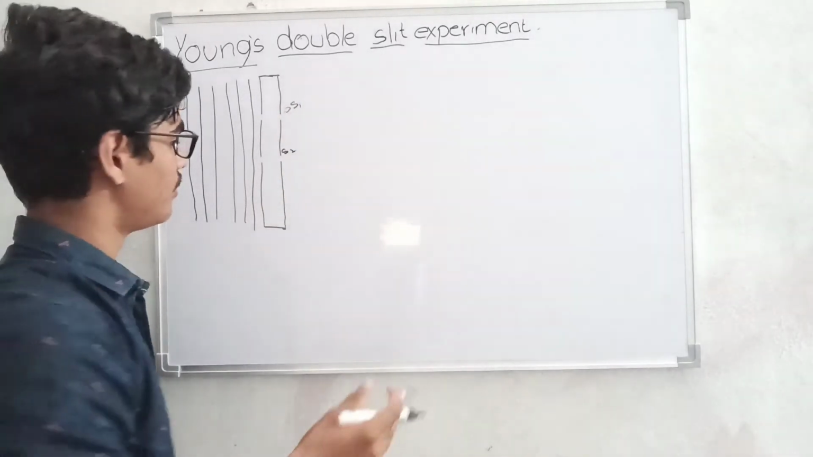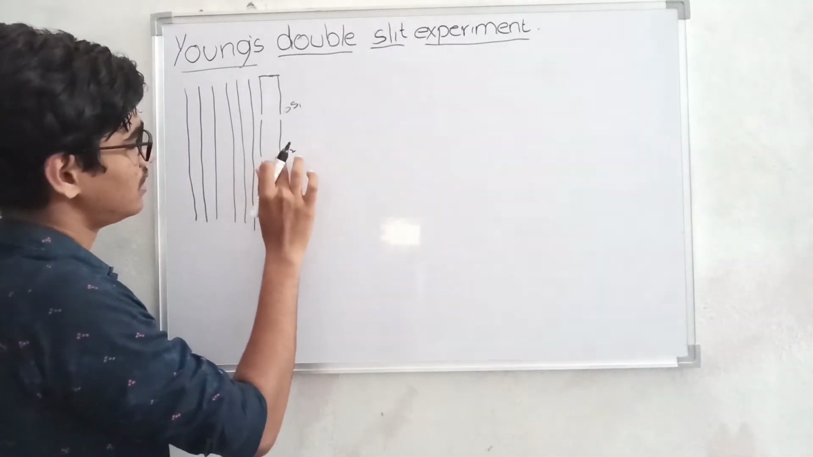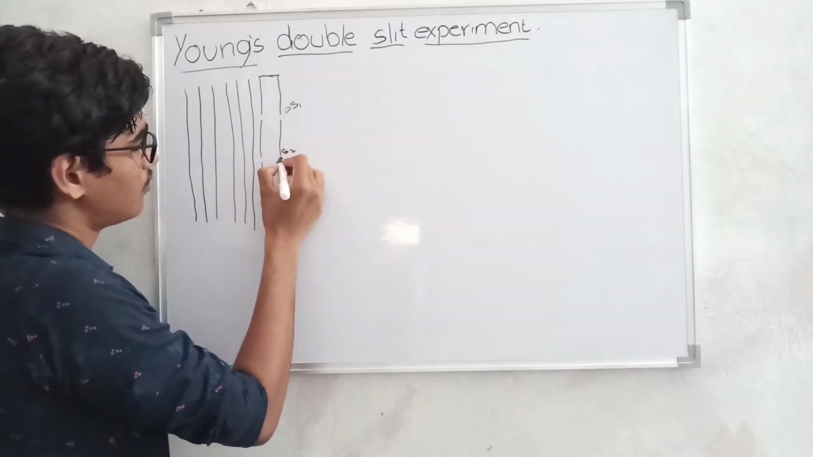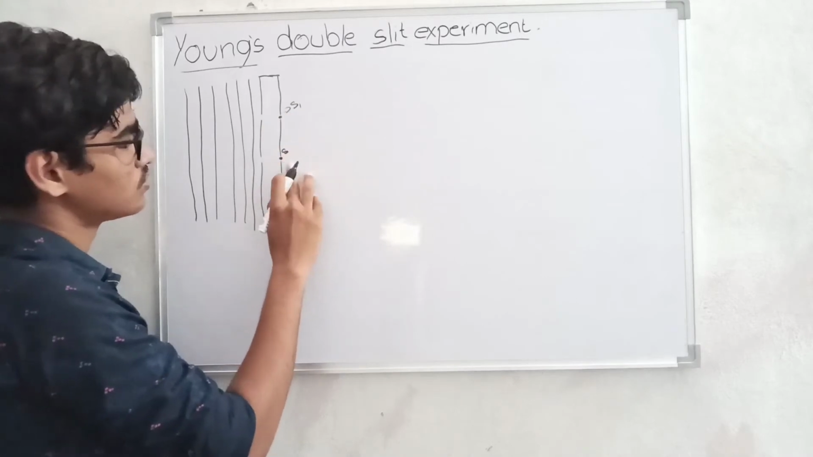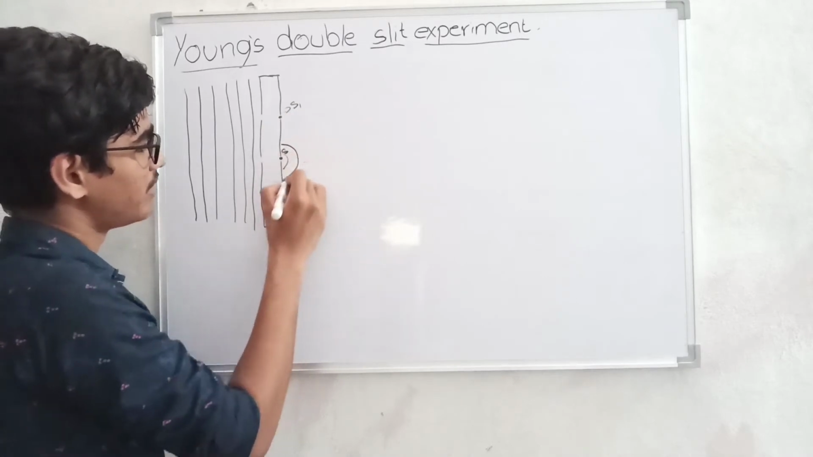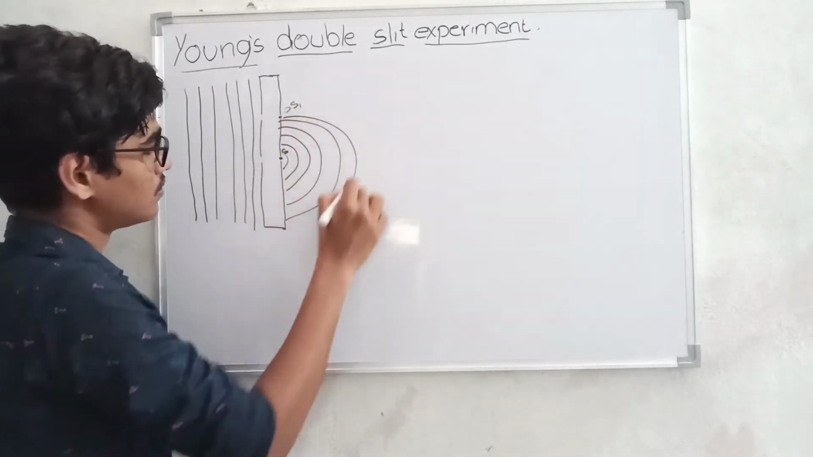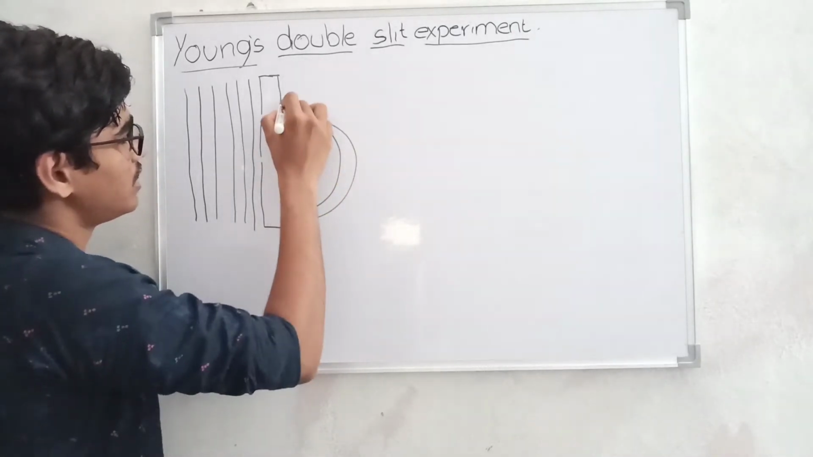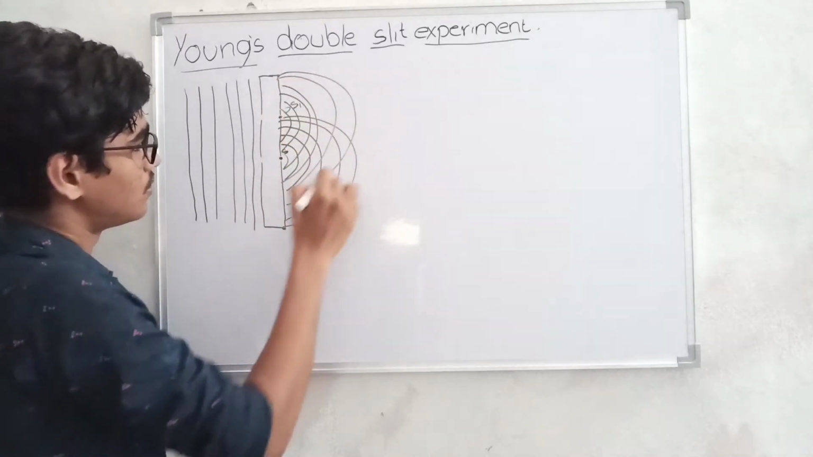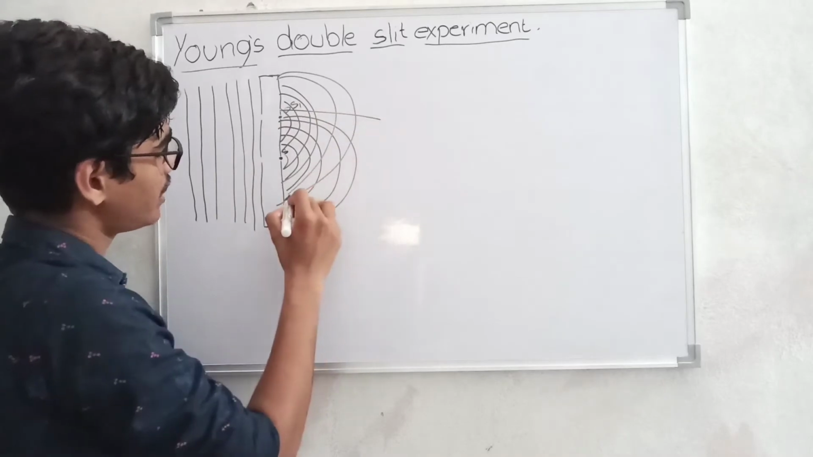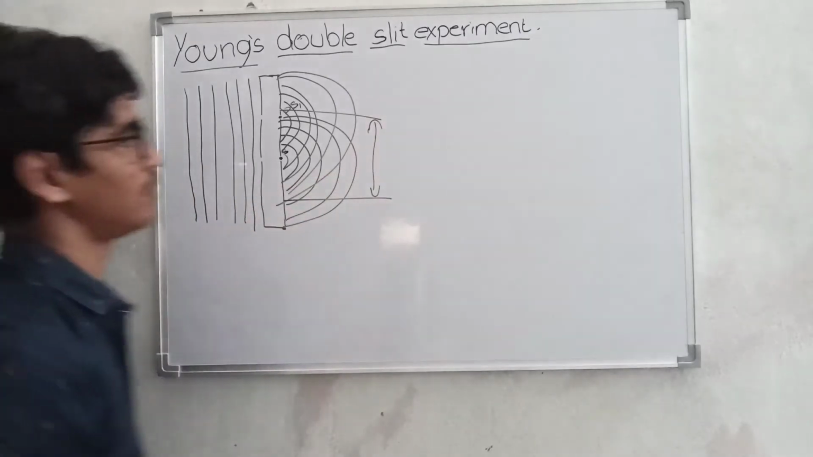If you know the Huygens principle, as the wave propagates through these slits, these have particles, and these particles behave as secondary sources and emit spherical wavefronts, and these two emit spherical wavefronts. If we observe here, interference happened here, we get interference bands.